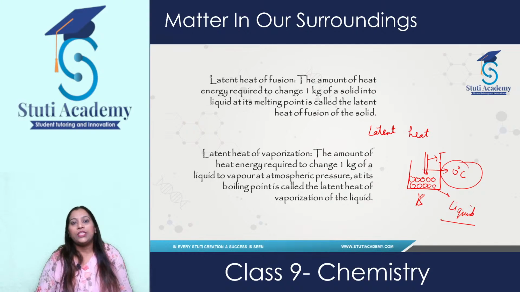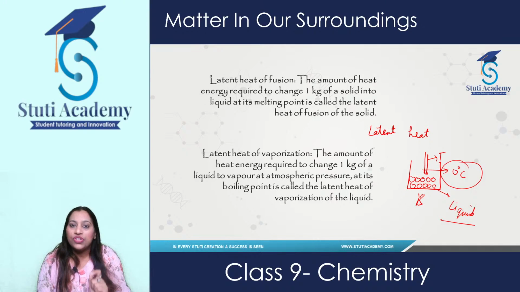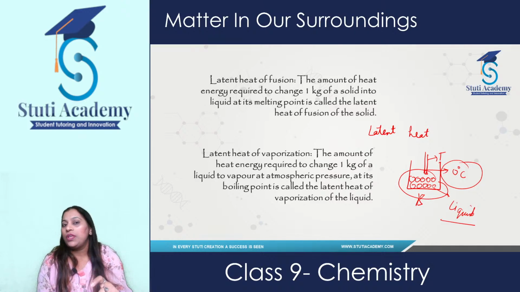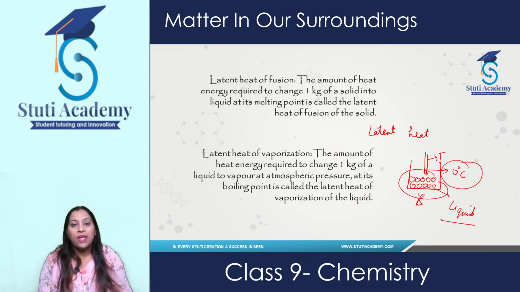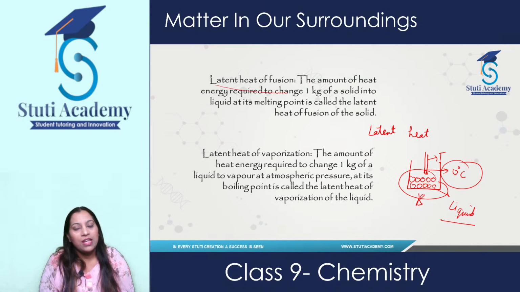So first I'll discuss latent heat of fusion. Latent heat of fusion is that amount of heat which is required to change 1 kg of a solid into liquid on melting. So this kind of heat is known as latent heat of fusion of that particular solid. As I just told you, when we provide heat, there is no change in the reading of the thermometer. It remains as it is. But when the entire solid converts into liquid form, then there is a rise in the temperature. This heat is involved in the conversion of solid state into liquid state at its melting point.